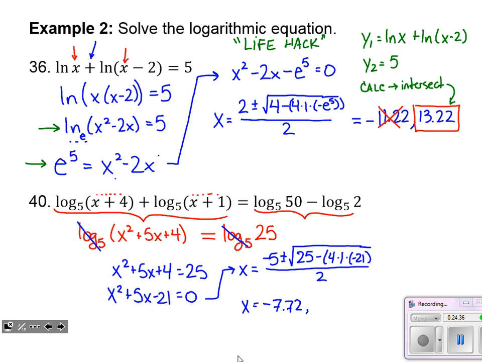Let's take a look at the logarithms we started with, to make sure that our solutions would not produce negative arguments in there. And that negative 7.72, if I plug that in here, if I added 4, it would still be negative. Here, if I added 1, it would still be negative, so I cannot include that. My solution is simply 2.72. That keeps those arguments positive. That's our accepted solution.